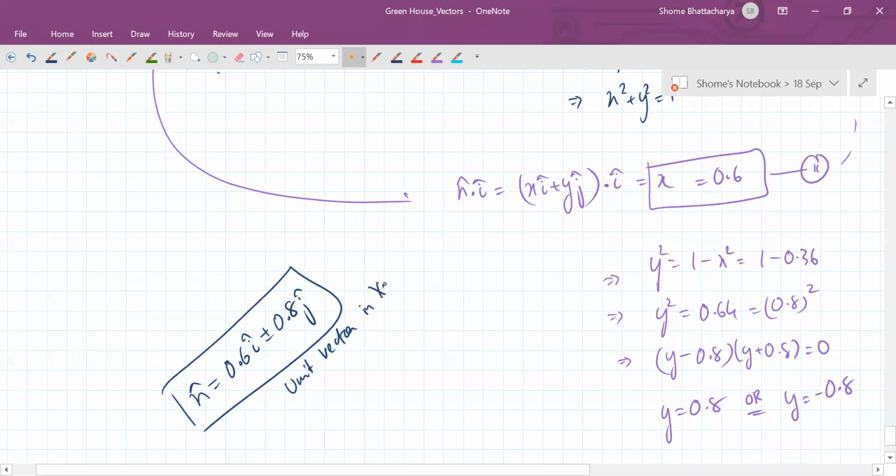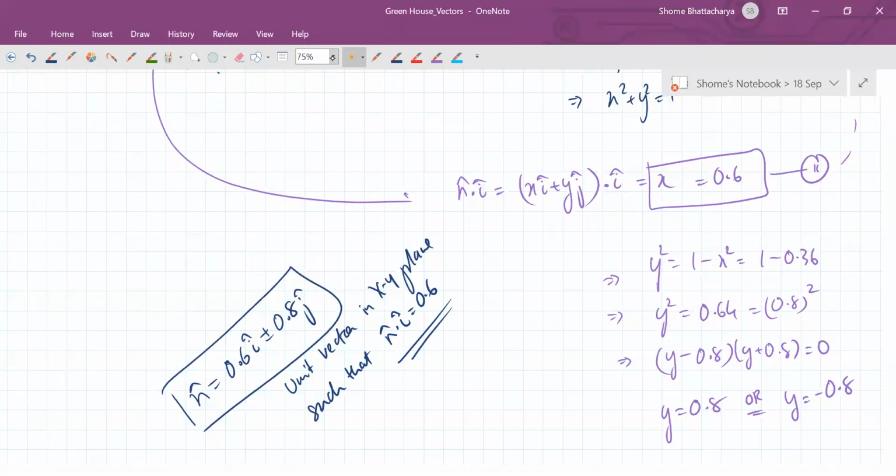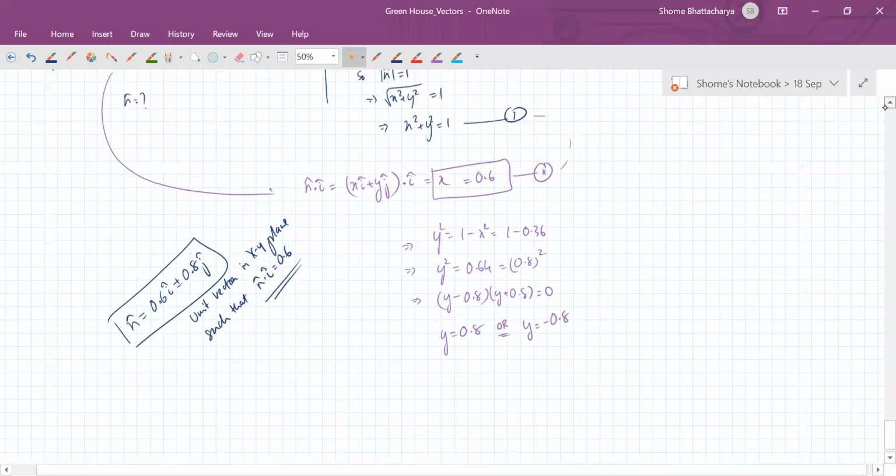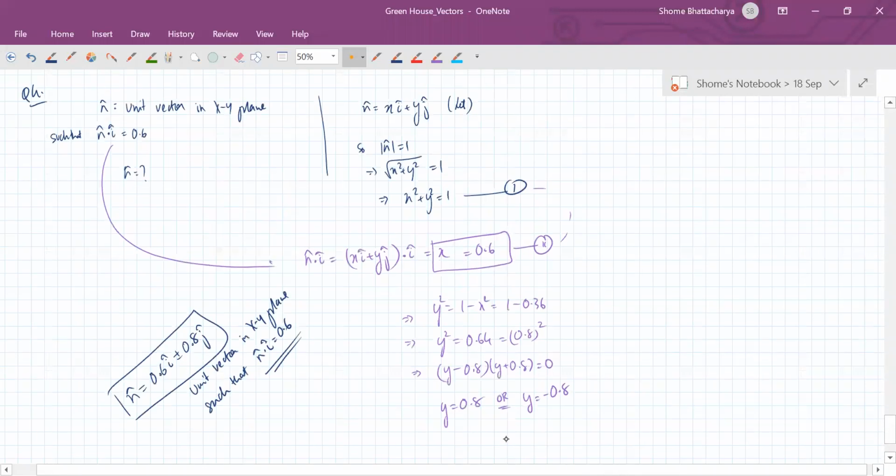So this is the unit vector in the xy plane such that its dot product with i cap is 0.6. Doesn't matter if this is plus 0.8 or minus 0.8, this dot product will be 0.6. But it has to be either plus or minus 0.8 because also the magnitude has to be unity. So not just this condition that the dot product is 0.6, but also that x square plus y square has to be unity. So this is clear, I hope. Okay, let's move on to question 7 after this.